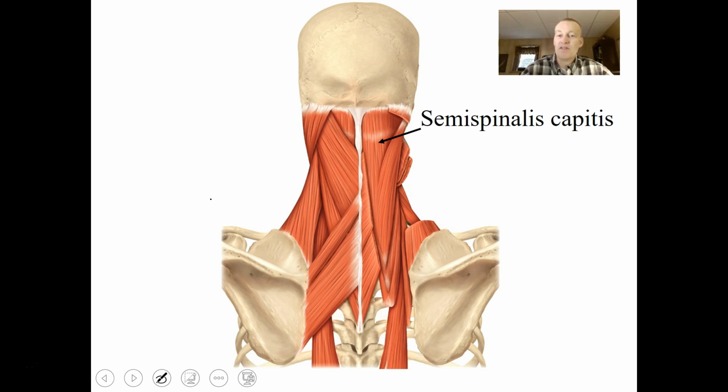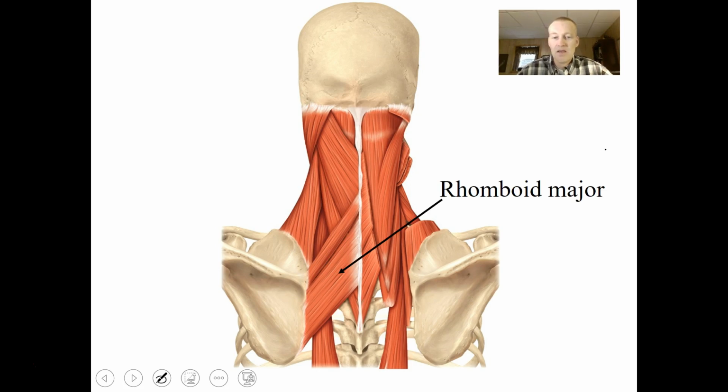We have then another neck muscle allowing you to move your neck, semispinalis capitis. Allowing us to pull the scapula in this direction will be the rhomboid major. So it allows you to pull your scapulae towards the midline of your back. Rhomboid major.